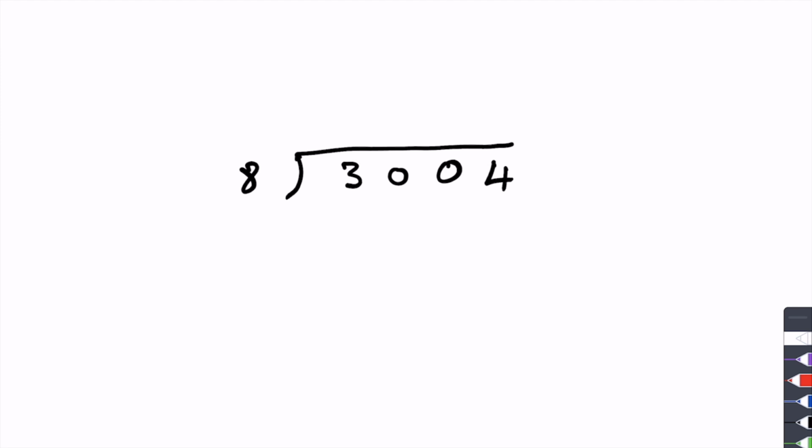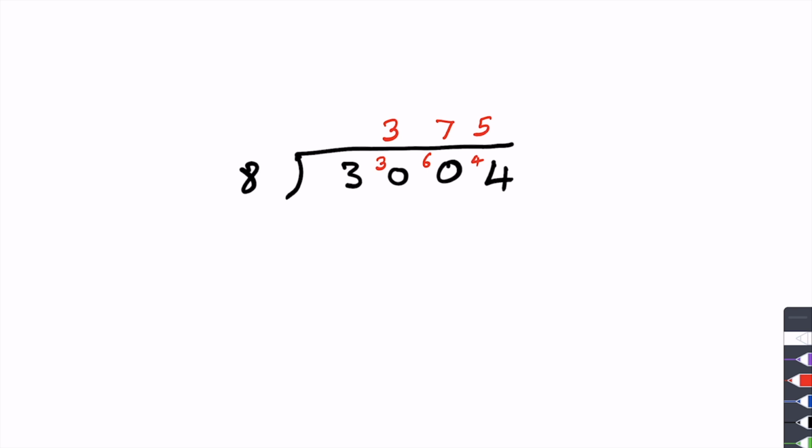Let's have a look at this one. Well, 8 doesn't go into 3. So we'll move the 3 there. 8's into 30, go 3. 3 8's are 24, remainder 6, put the 6 there. 8's into 60, there are 7 8's, because 7 8's are 56, carry the 4. 8's into 44, go 5, because 5 times 8 is 40, carry the 4.